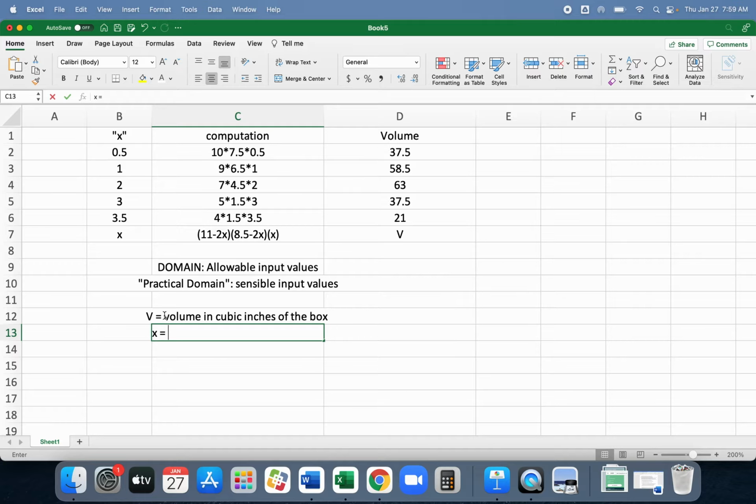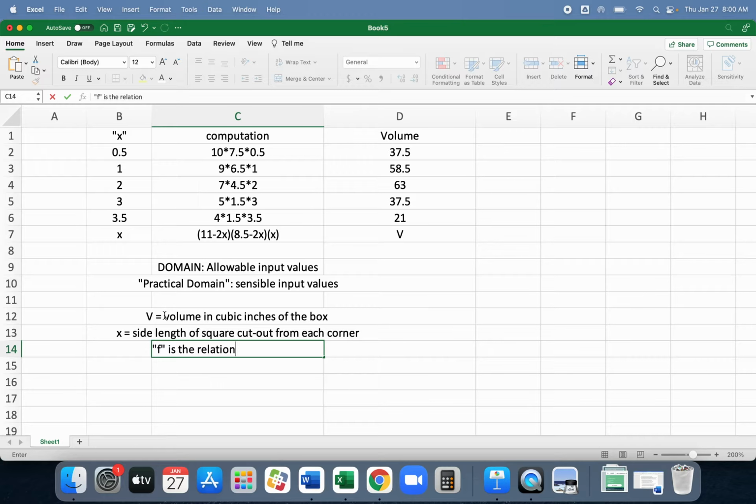X was the length of the square cutout from each of the corners, the side length, from each corner of an 8.5 by 11 sheet of paper. And so let's say that F is the relationship between x and v. In fact, what I want to say is, let's say that x is our independent variable and v is the dependent variable.